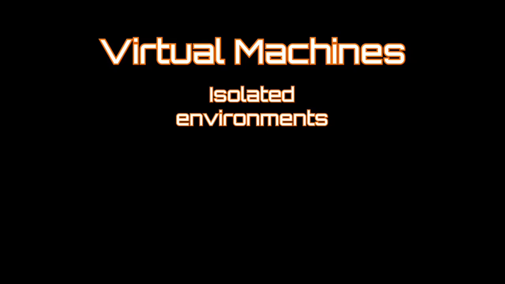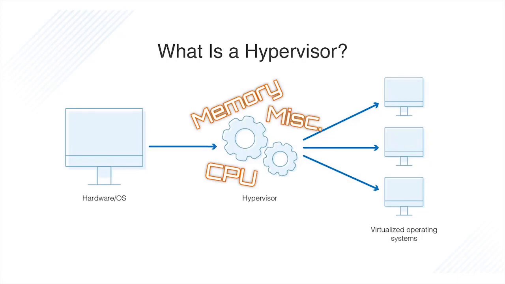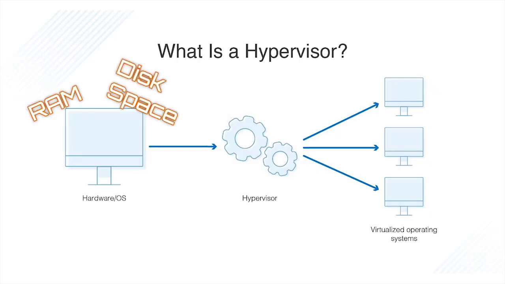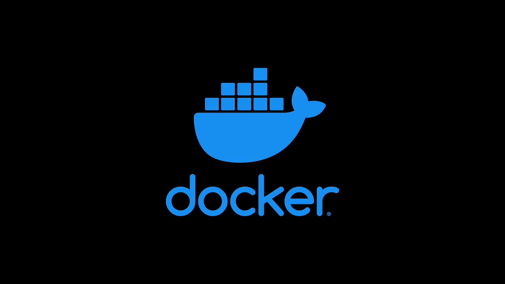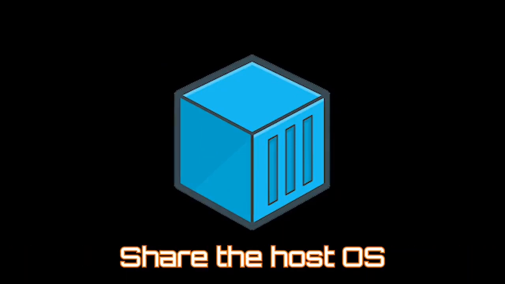Virtual machines are managed by something called a hypervisor, and they utilize a lot of memory, CPU, and other system resources. Now, this is because they are running an entire operating system, and that OS requires RAM, disk space, CPU, etc. Docker is different because it uses something called containers that on a low level are simply processes running in an isolated environment and sharing the host operating system.